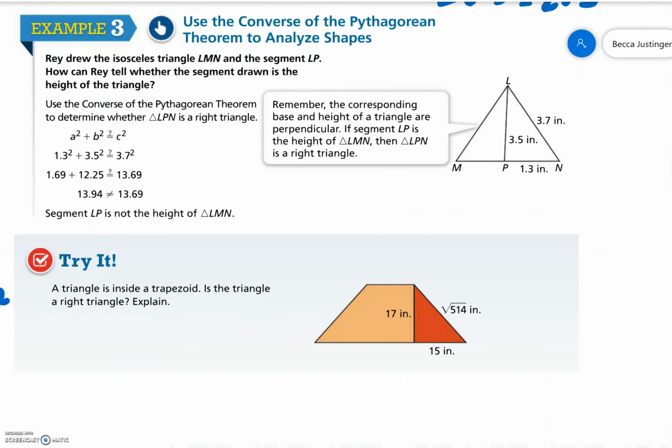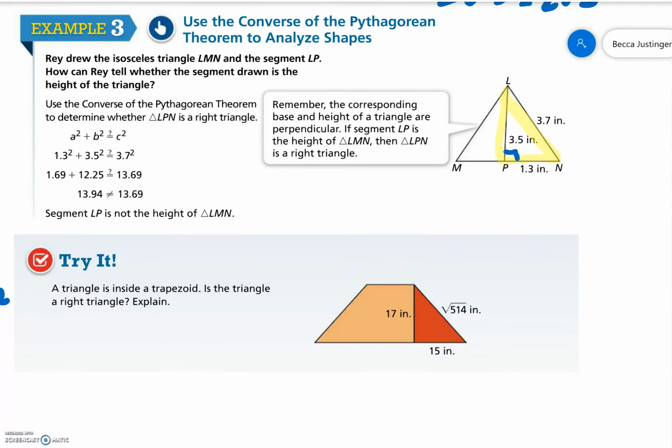Use the converse of the Pythagorean theorem to analyze shapes. Ray drew an isosceles triangle LMN and line segment LP. How can Ray tell whether the segment drawn is the height of the triangle? Well, a height of a triangle is perpendicular. Perpendicular means it has to have a right angle, making this triangle on the right a right triangle. So we can check those numbers. Plug them in and see if they work.